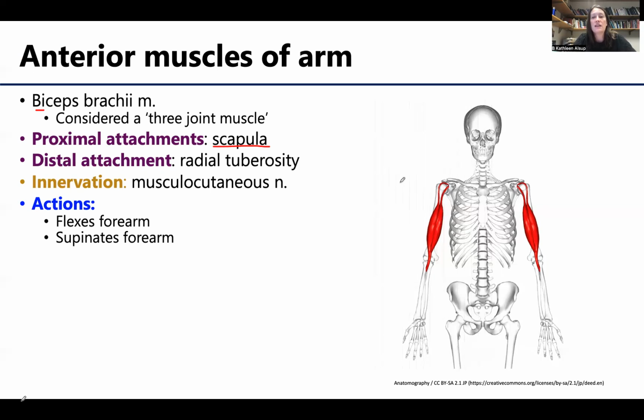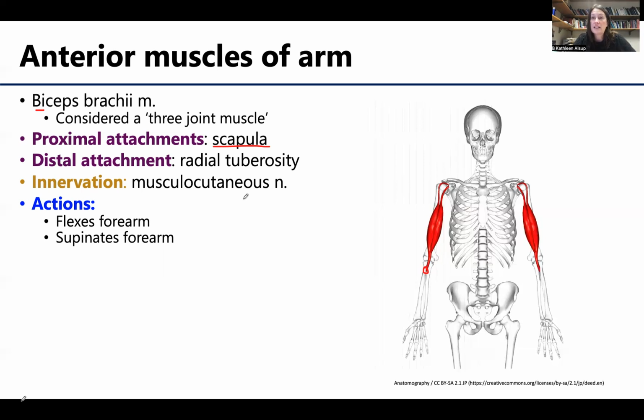And both of these heads come together to form this one muscle belly, and the distal attachment will be on that bump just below the neck of the radius, referred to as the radial tuberosity. So we have proximal attachments on the scapula and a distal attachment on the radius. And this muscle is considered a three-joint muscle, meaning that it crosses three separate joints and it can directly affect the actions of those joints. And that would be the shoulder, the elbow, or humeral-ulnar, and the proximal radioulnar.